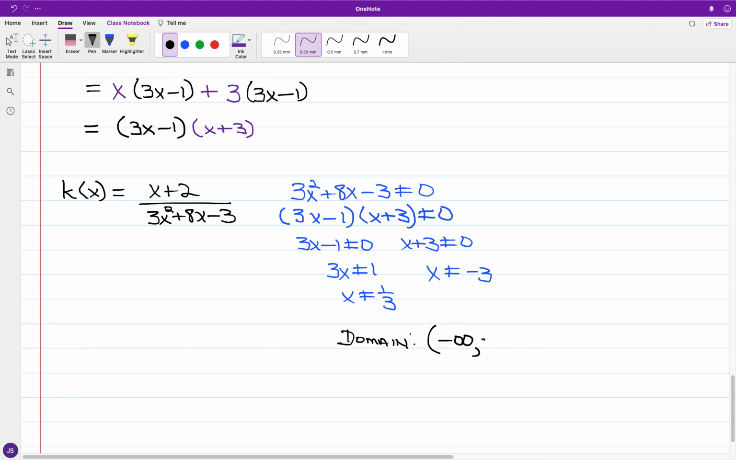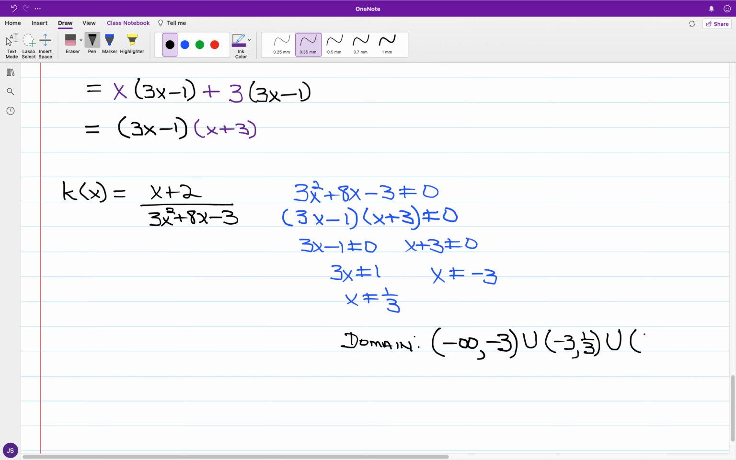Those will be less than negative 3, so we're going to have parentheses around negative infinity and negative 3. Then next, we have those values that will go past negative 3 and approach but not include 1/3, as the second and last exclusion. The rest of the domain will be those values of x greater than 1/3. So this is going to be the domain.